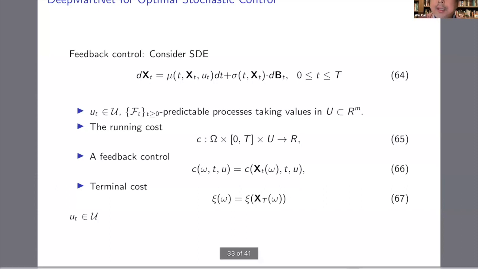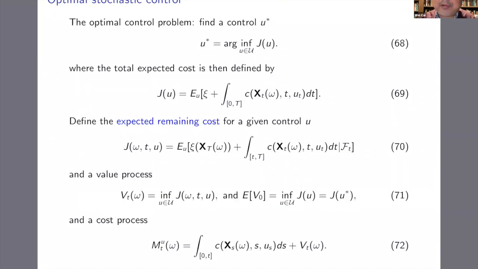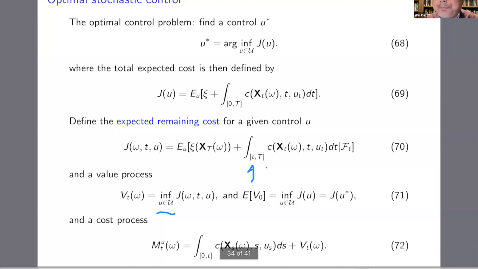Let's turn to the optimal control problem. If you have a control on the drift only, there's a very nice theory developed by Davis from Berkeley, around 1979. This is the cost function. If you have feedback, the cost depends on the state of the system, and this is the terminal cost. For the optimal control problem, you just find the smallest total cost. So you define the value function as the smallest remaining cost, from the current time to the future, plus the terminal cost.